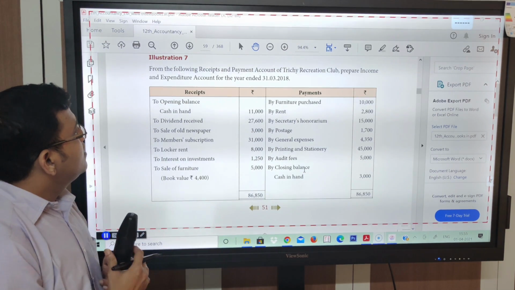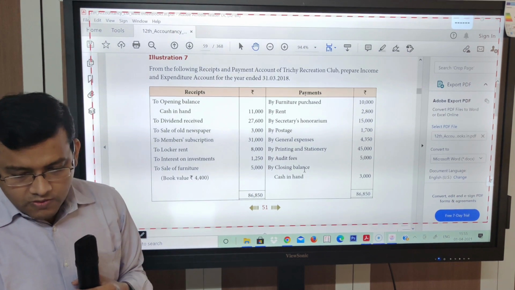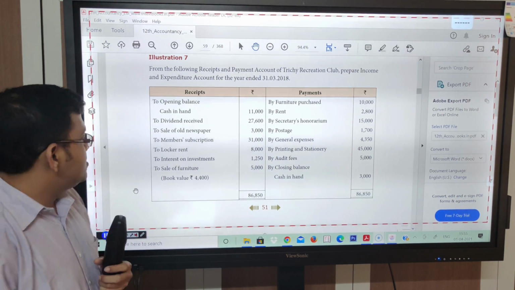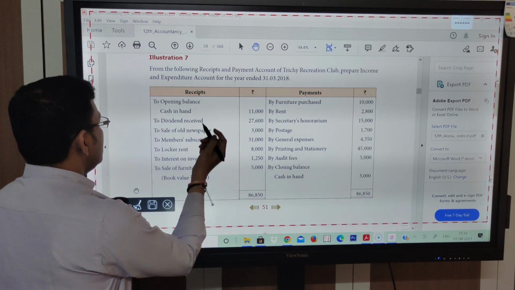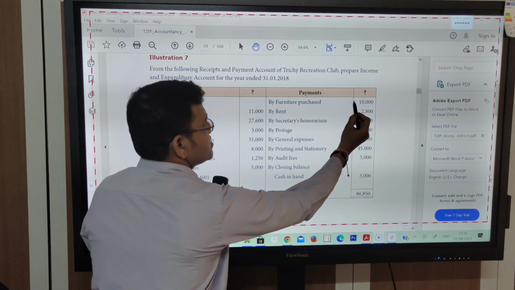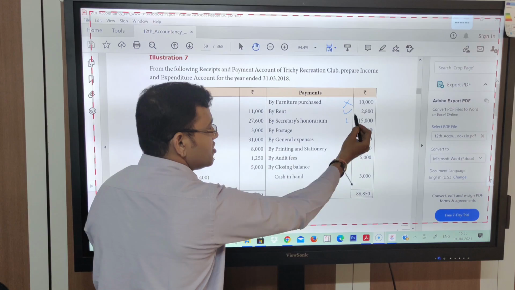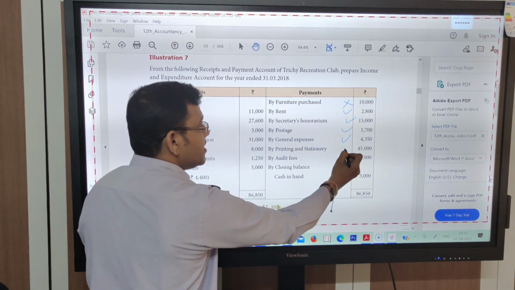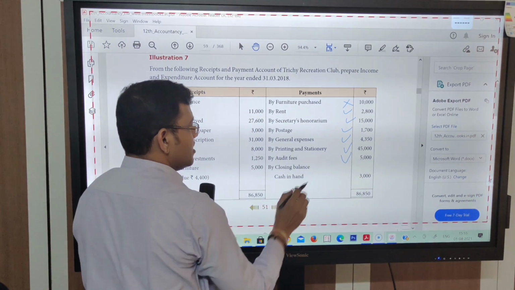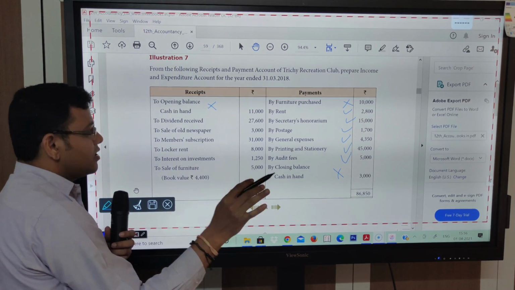So again, they have given the receipts and payments of Trichy Recreational Club. So I will be showing you quickly. Furniture purchase will not come, rent will come, secretary's honorarium will come, postage will come, general expenses will come, printing stationery will come, audit fees will come. This won't come. Then opening balance also won't come.